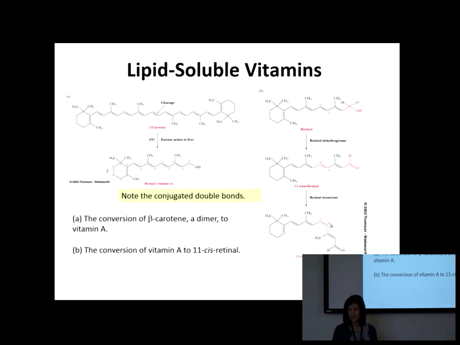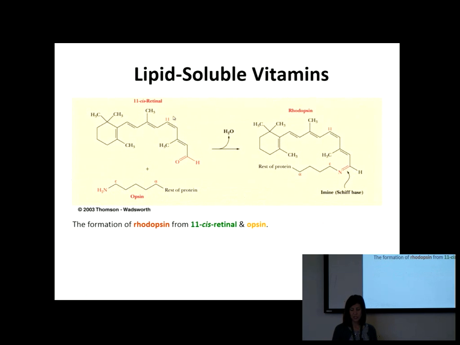So the isomerization is just to make it from trans retinol to retinal, the aldehyde. The retinal, you have to have it in the cis conformation in order to bind to the opsin. So this at carbon number 11 has to be in a cis in order to bind to the opsin. Then you make the imine when you bind to the opsin. And so this is rhodopsin. And going back from cis to trans right here, that's your nerve impulse. This is where the photochemical reaction is going to happen.